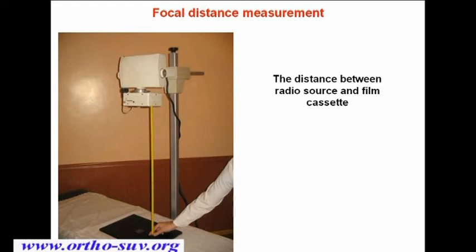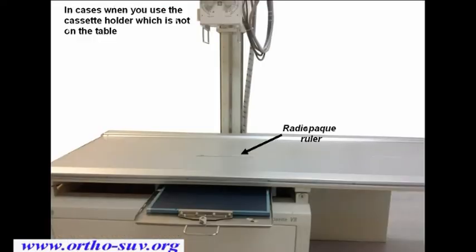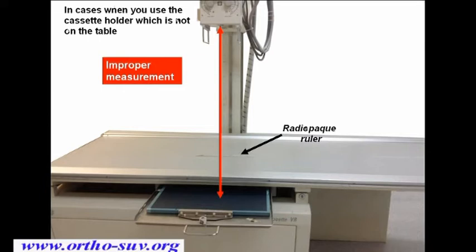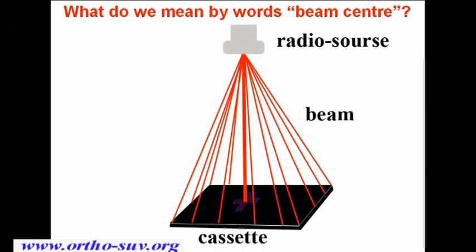In cases when you use the cassette holder which is not on the table, it's improper to measure the distance from the radio source till the cassette. Proper measurement is to measure the distance till the radio opaque ruler which is placed on the table.